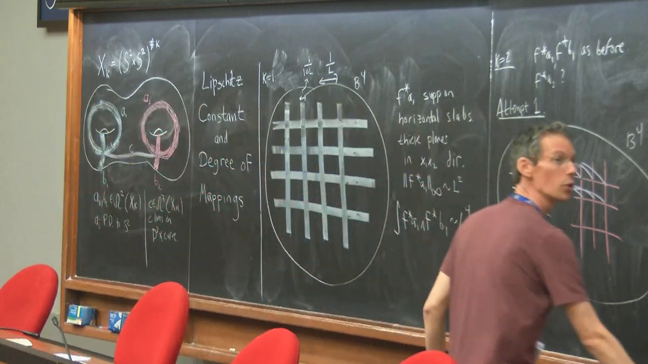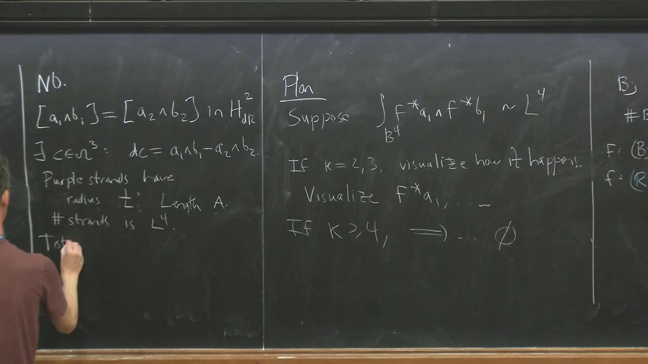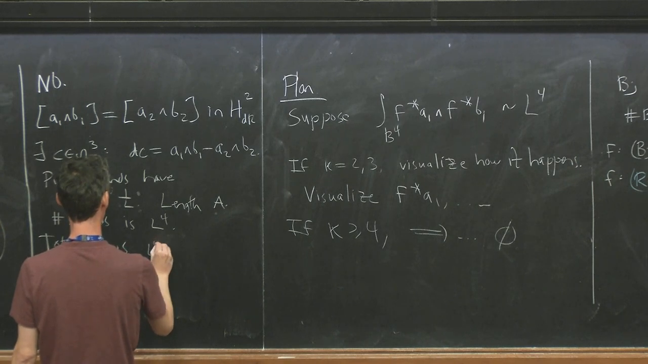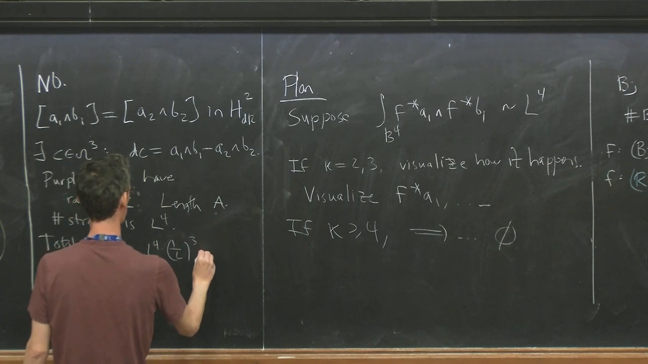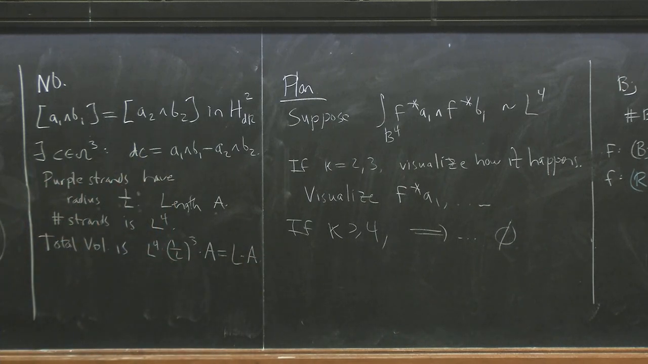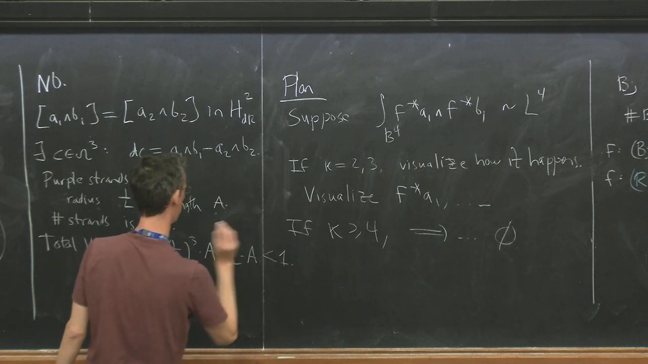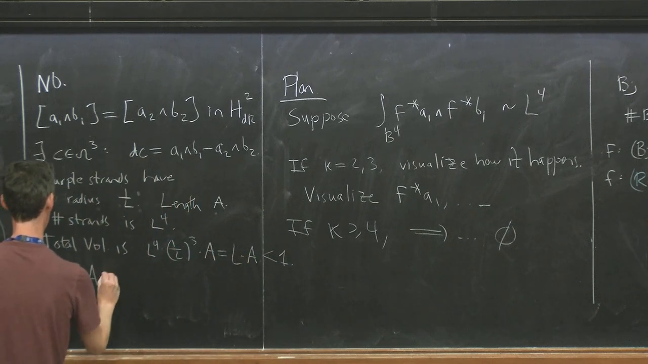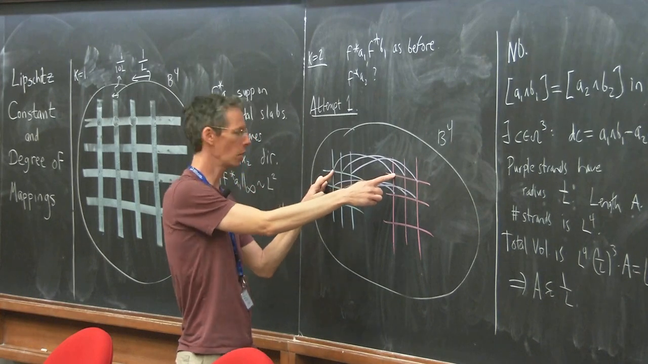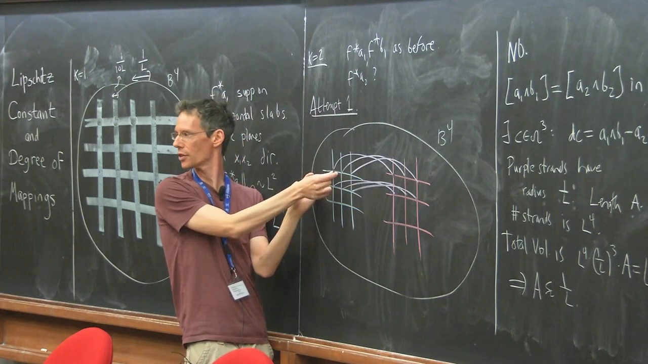Okay, so what's the total volume of all that? The total volume is L to the fourth times 1 over L cubed times A, which is L times A. And that should be less than 1, because it fits in a unit ball. So the conclusion is that A is actually smaller than 1 over L. So these strands that connect a blue vertex to a red vertex can't have length 1. They need to have a much smaller length scale, 1 over L, like that length scale.